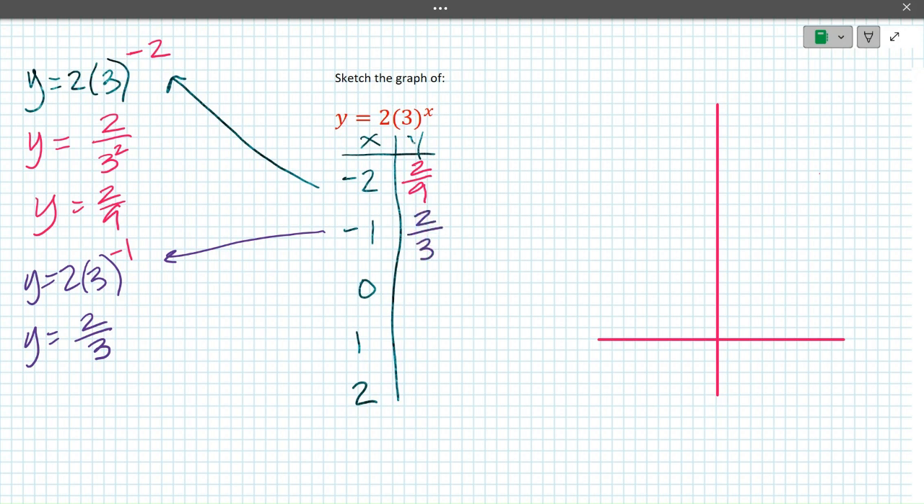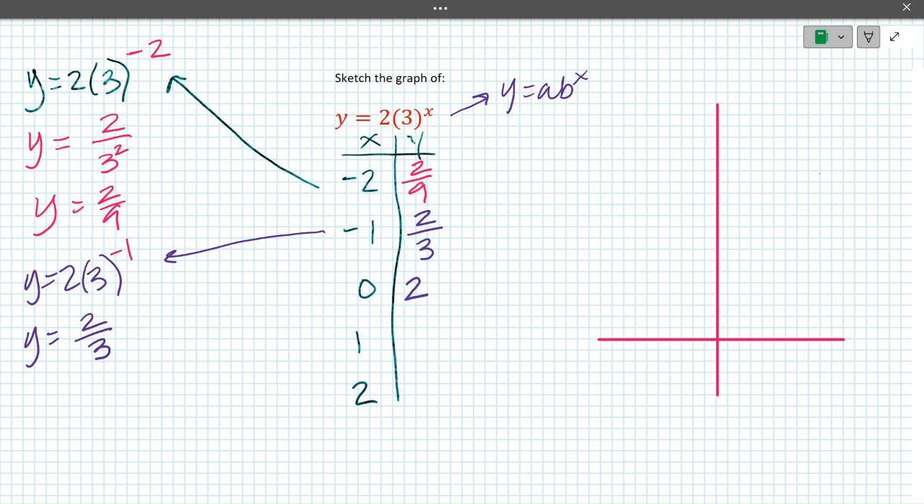Now, 0. So our parent function looks like this. y equals a times b to the x, where a is our starting value or y-intercept and b is our base. So here's the deal. Since a is our starting value or our y-intercept, we know that when x is 0, y has to be 2. We could plug in 0 for x.